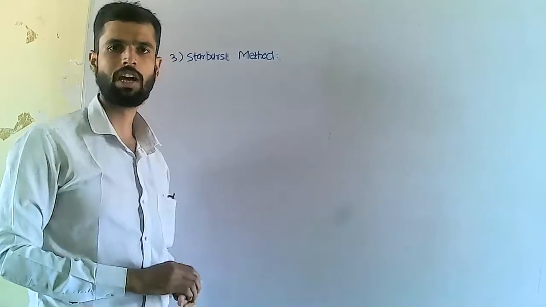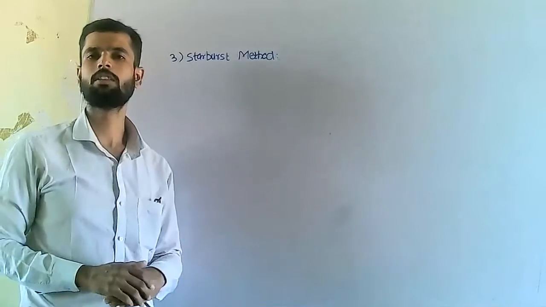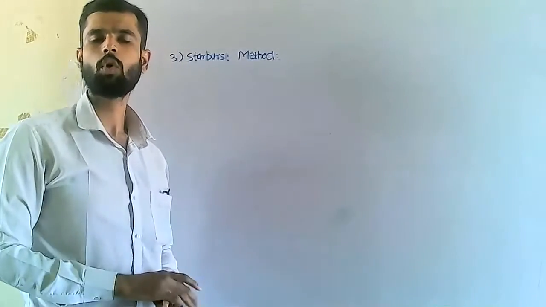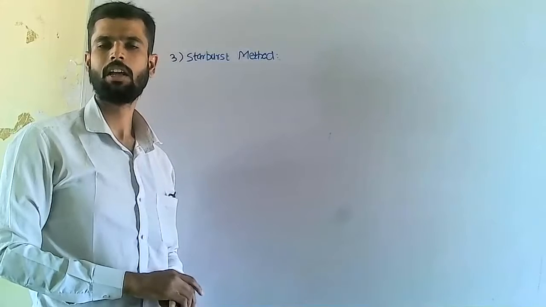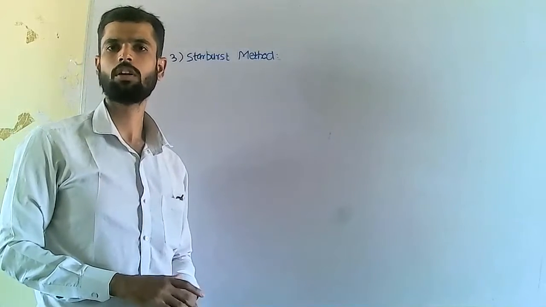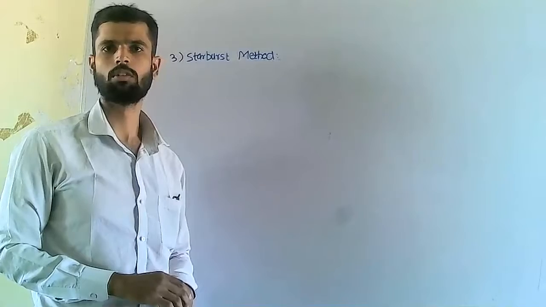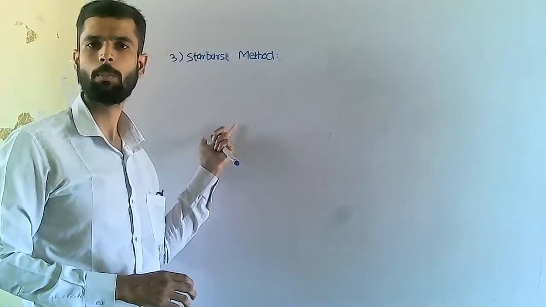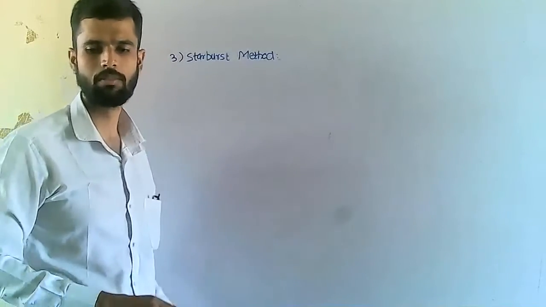A 24-bit code. Okay, what I have told, in the starburst method we have to take the 24 fixed line segments, and apart from this we have to also take what? A 24-bit code. So for the pattern of that particular 24 line segments I will draw here.